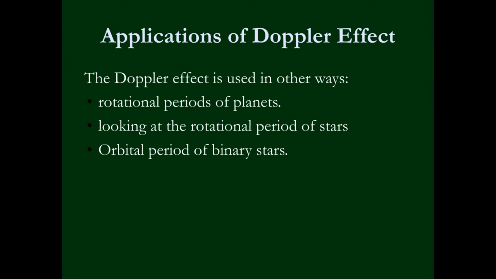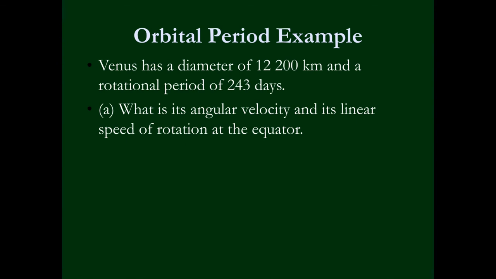There's some other applications for the Doppler effect, and that would be rotational periods of planets we can work out, the rotational period of a star, and also, interestingly, orbital period of binary stars. So let's look at the rotational period of a planet to start with. If Venus has a diameter of 12,200 kilometers and a rotational period of 243 days, that means I can think about its angular velocity and its linear speed of rotation at the equator.